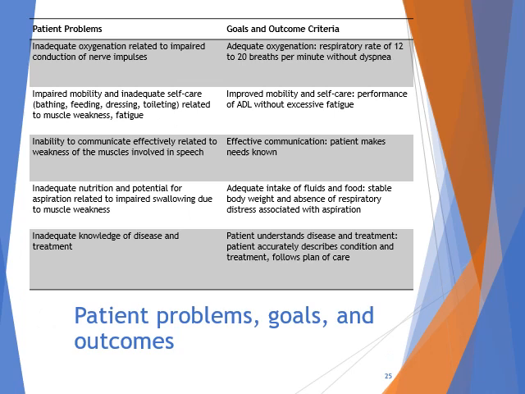So this is a care plan. It's in your book. Yes, I copied it right from your book. Inadequate oxygenation related to impaired conduction of nerve impulses. You want to get a respiratory rate of 12 to 20. Impaired mobility, so you want to improve the mobility and self-care, performance of ADLs without excessive fatigue.